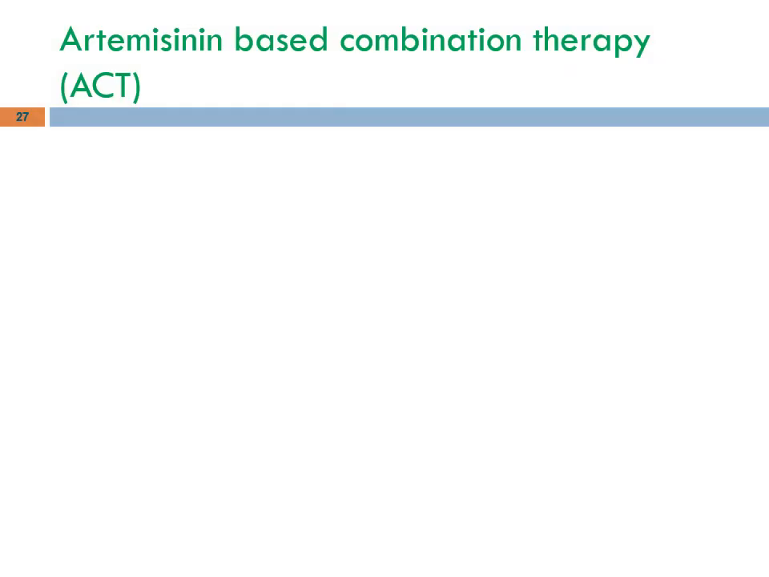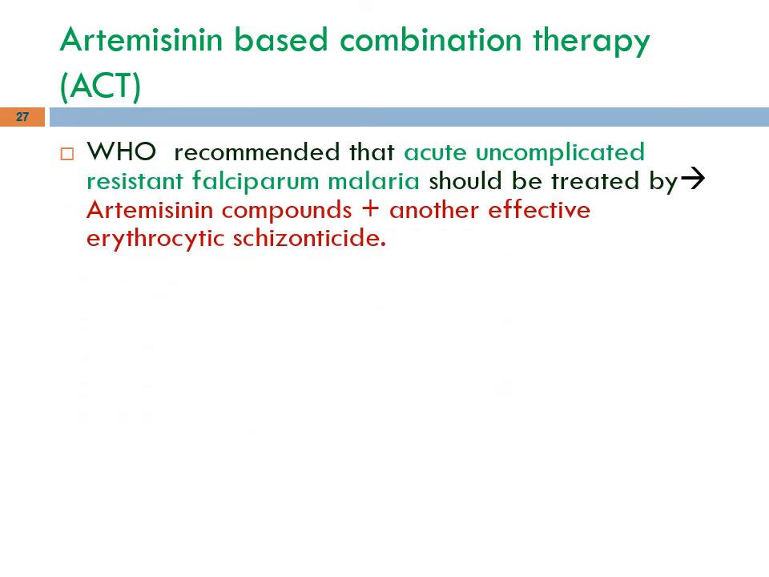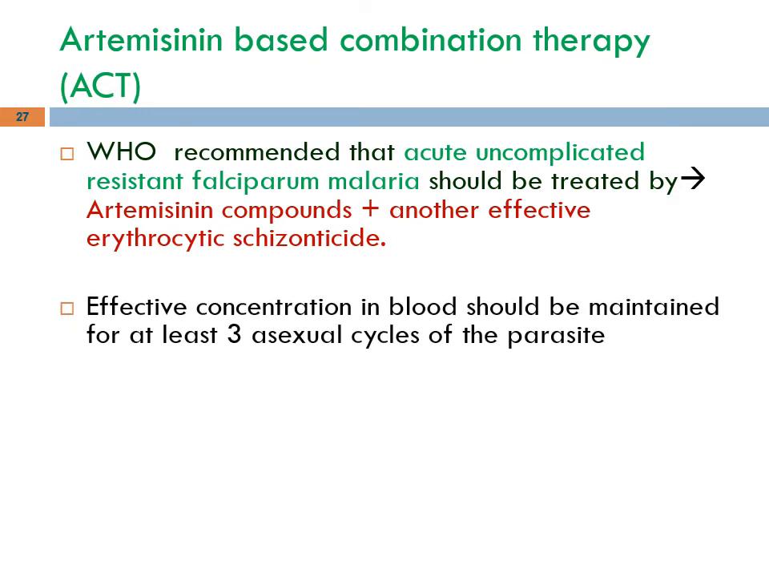Artemisinin based combination therapy. Despite the use of antimalarial drugs, the prevalence of malaria globally has failed to reduce because of the emergence of chloroquine resistant or multi-drug resistant P. falciparum. WHO now recommends that acute uncomplicated resistant falciparum malaria should be treated by artemisinin compounds with another effective erythrocytic schizontocide. So to combine with artemisinin compounds, consideration must be made about the T-half of the additional drug to maintain its effective concentration in the blood for at least 3 to 4 asexual cycles of the parasite. That means about 6 to 8 days.